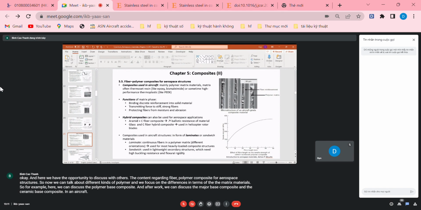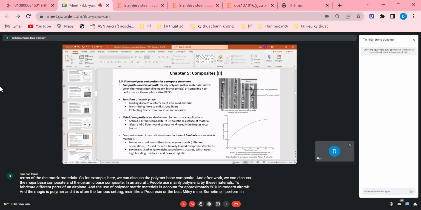In an aircraft, people use mainly polymeric-based materials to fabricate different parts of an airplane, and the use of polymer matrix materials accounts for approximately 50% in modern aircraft. And the matrix is polymer, and it is often a thermosetting resin like epoxy resin or bismaleimide.